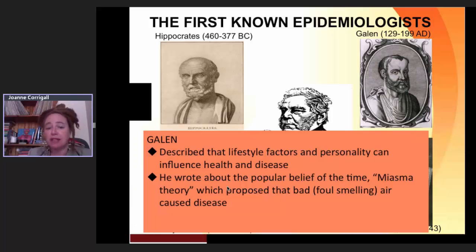Galen described that lifestyle factors and personality can influence health and disease. You'll see as you study epidemiology that all of these people highlighted factors that we still consider in causality today: environment, lifestyle, personality, and then observation as a way to try and determine how these factors influence disease and health. He also wrote quite a lot about the popular belief of the time, which was the miasma theory. This theory was quite interesting. People started noticing that where there was, for example, sewage with bad smells, the people around that area would start getting sick. So the belief was that there was something in the air that was actually causing disease. That was the miasma theory.